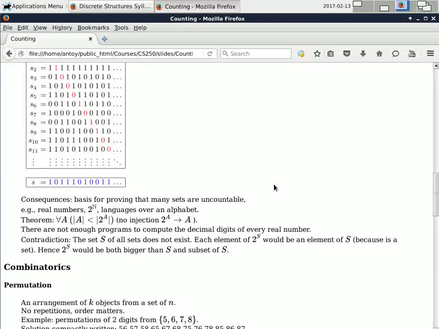Alright? So this is a good point to stop. And next time we will do something very different that we are going to use to discuss probability.